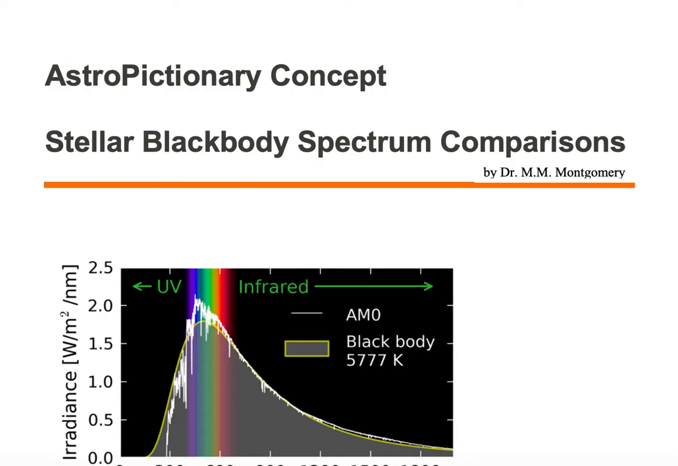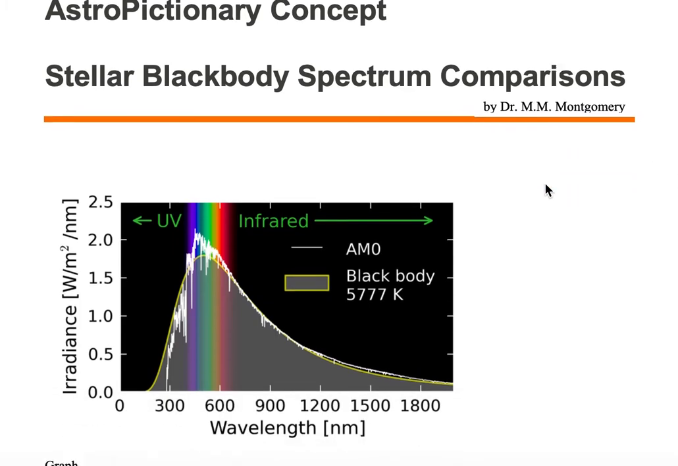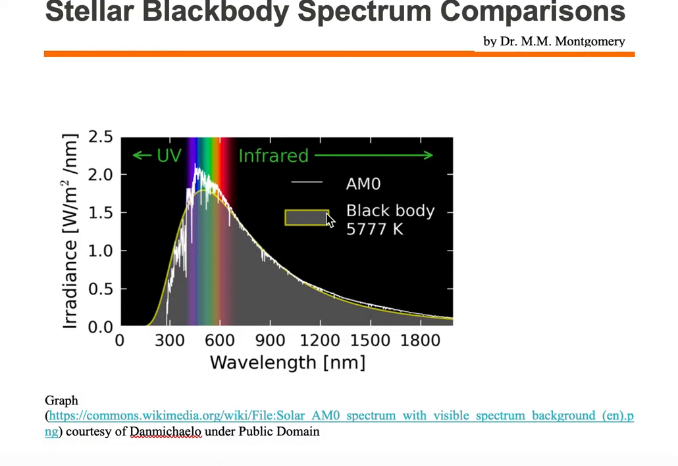In this AstroPictionary Concept video, we're going to go over stellar blackbody spectrum comparisons. The first spectrum we're going to look at is the sun's spectrum. The sun spectrum is shown by this white line. We are looking at wavelength on the horizontal axis, and what's called irradiance on the vertical axis.